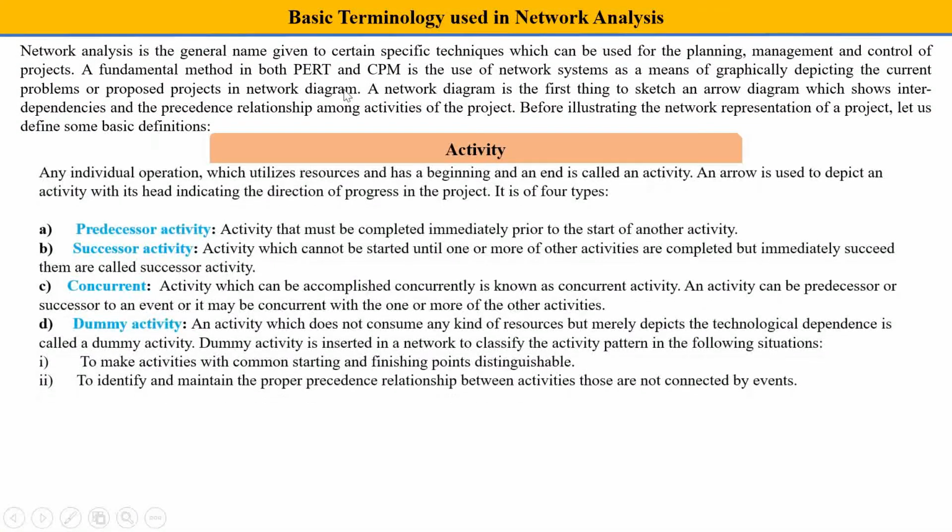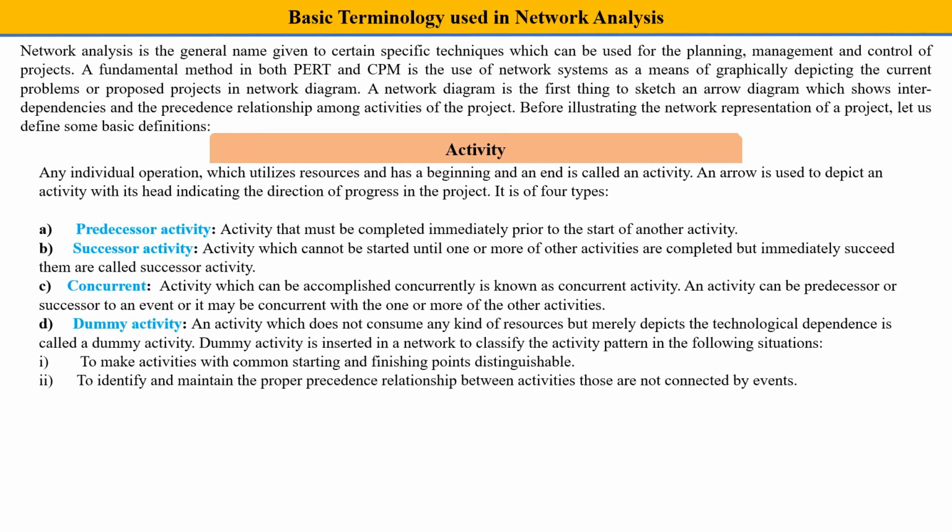Basic terminology used in network analysis. So in network analysis and PERT, there are some basic terms used, the first one of which is activity. Now we will see what an activity is and what the types of activity are. Any individual operation which utilizes resources and has a beginning and end is called an activity. That means any sort of activity or operation. If some machines are transferred or some lathe machines are making drill shapes or turning, any operation, such as drilling, that takes place from beginning to end is called an activity.